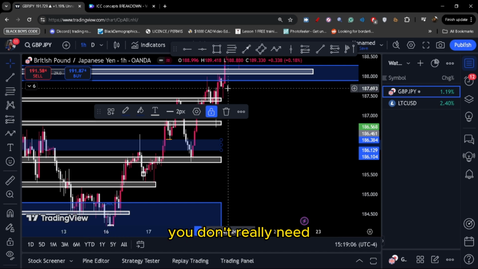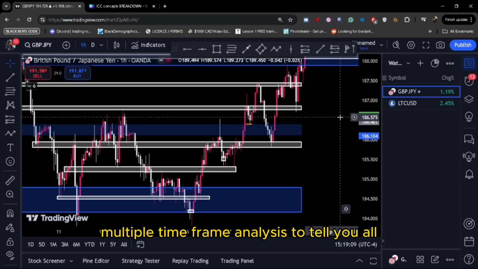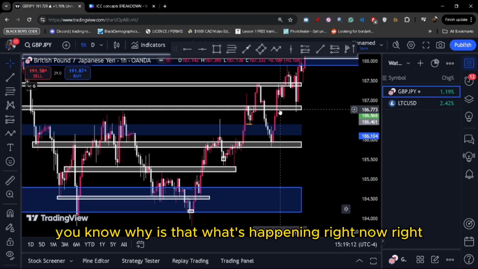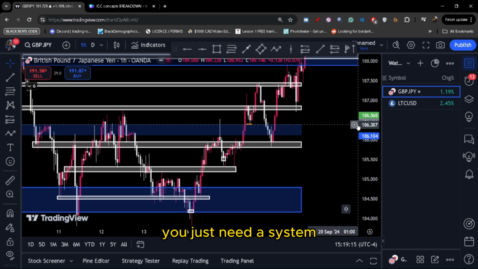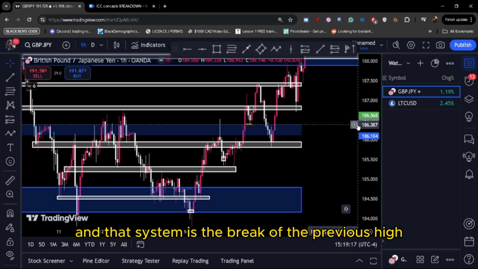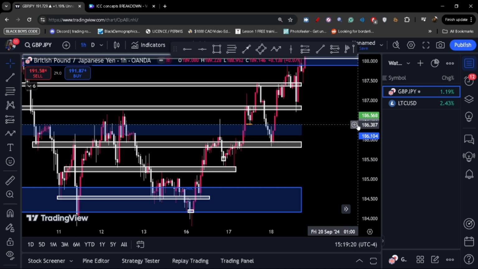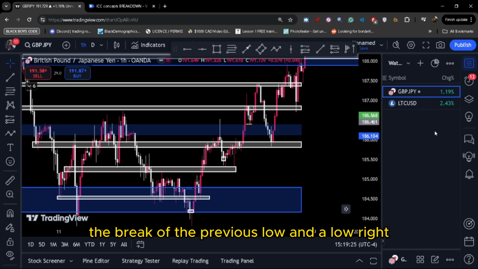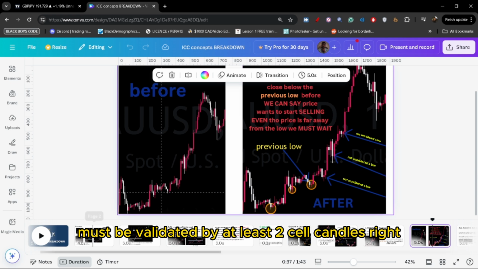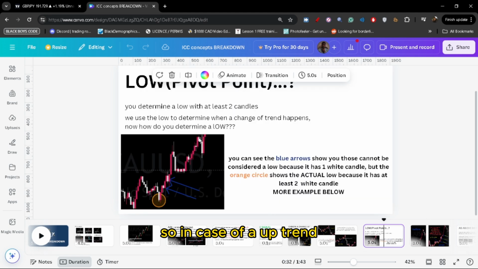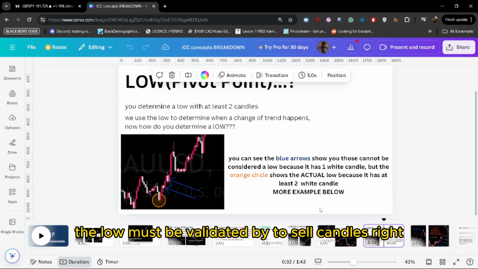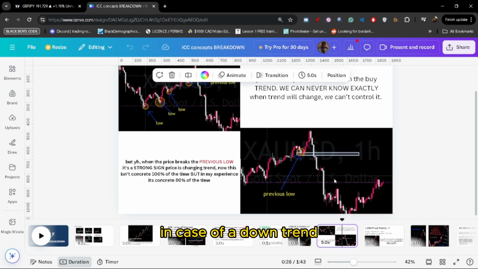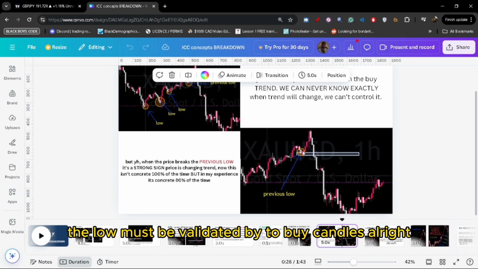But overall, guys, you don't really need multiple time frame analysis to tell you that buys is about to happen right now, right? You just need a system, and that system is the break of the previous high. Really that simple. If price is trending down, the break of the previous high. If price is trending up, the break of the previous low. And a low must be validated by at least 2 sell candles. So in case of an uptrend, the low must be validated by 2 sell candles. In case of a downtrend, the low must be validated by 2 buy candles.